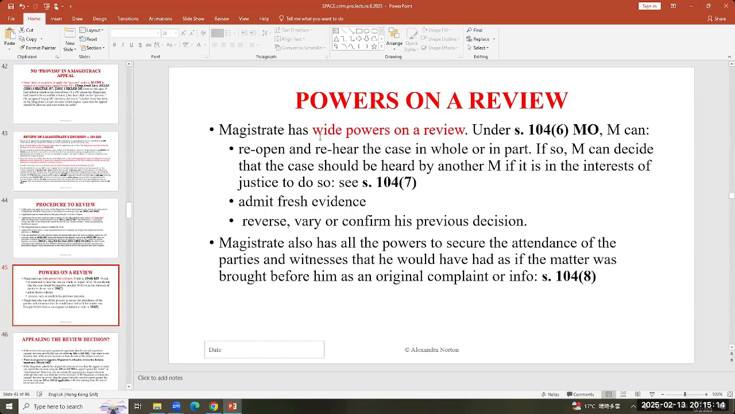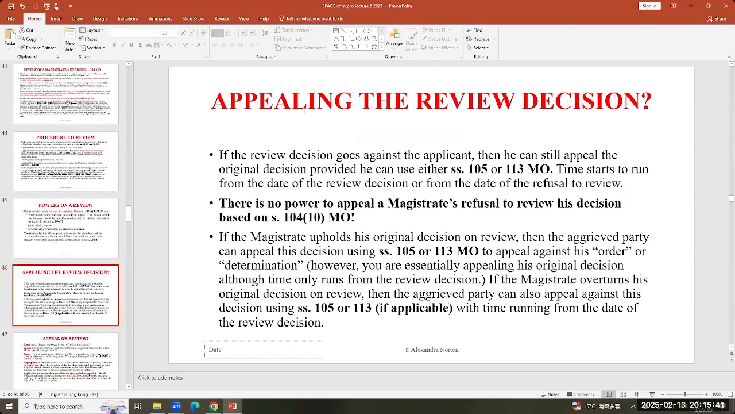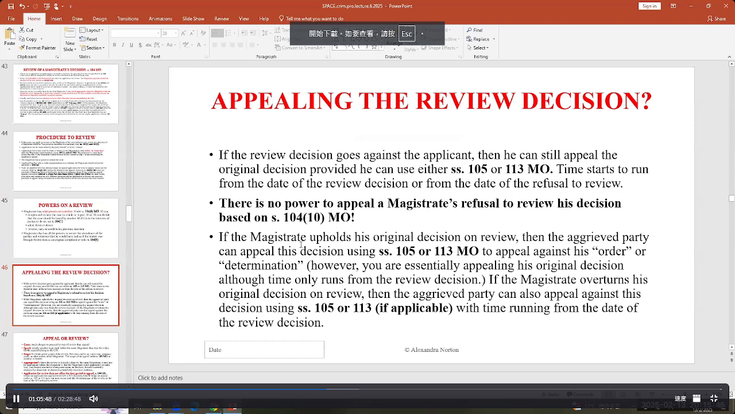On a review, a magistrate has very wide powers. So he can reopen the case, rehear it in whole or in part. Although generally you go back before the same magistrate, the magistrate can actually decide that it be heard by another magistrate if it's in the interests of justice. But the magistrate can also admit fresh evidence. He can reverse, vary, or confirm his original decision. And if the review decision goes against you, you still have the right of appeal.